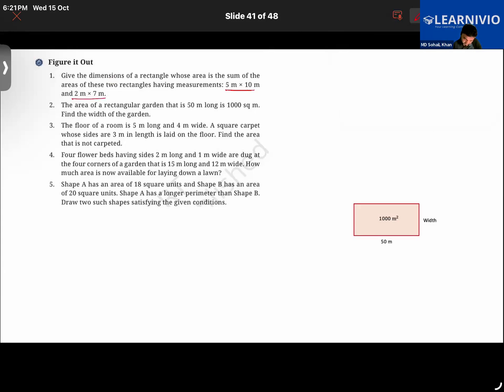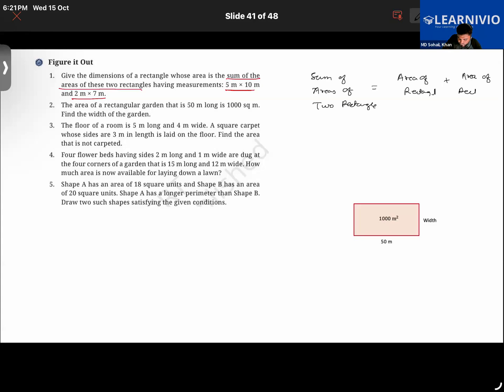Now we need to find the sum of the area of these two rectangles. So that is simply going to be the sum of the areas of two rectangles. That is clearly going to be area of rectangle 1 plus area of rectangle 2, right?